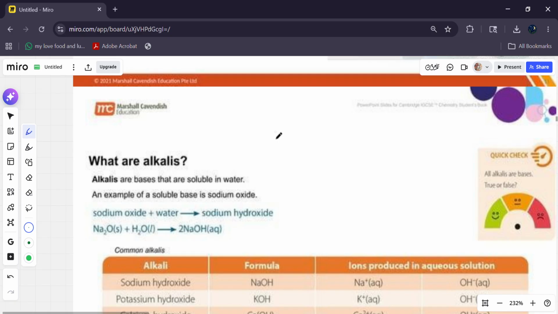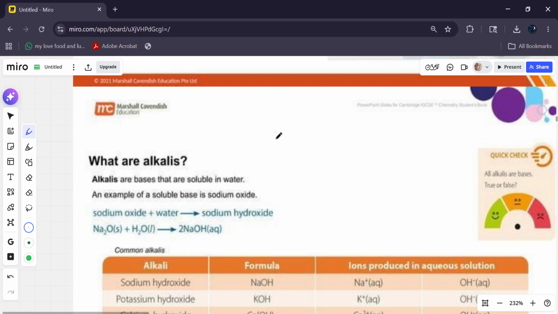Now, in an exam, they might ask you the difference between alkalis and bases. They are not the same. I repeat, they are not the same. Not all bases are alkalis. Alkalis are bases that are soluble in water, while most bases are insoluble in water.